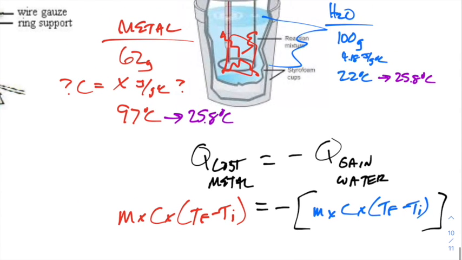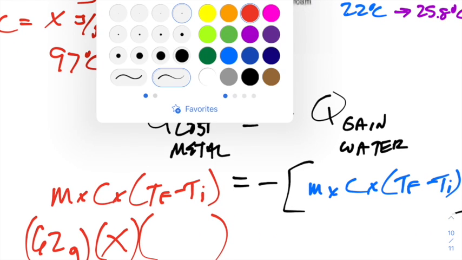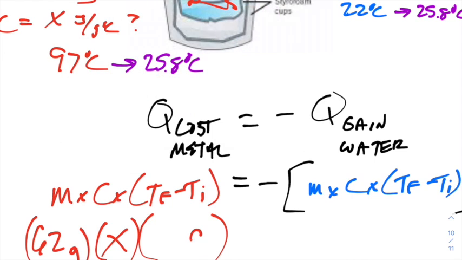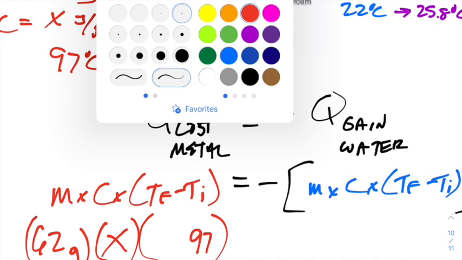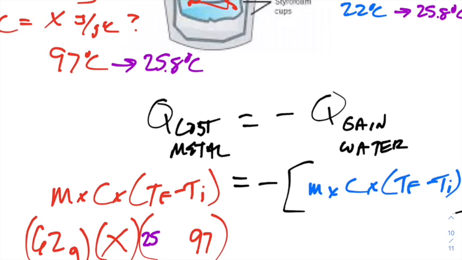So let's go ahead and plug in our numbers here. Well, the metal was 62 grams. I don't know what the specific heat capacity is, so that's X. And now be careful. Everybody wants our numbers to be positive, but in this case, the number is negative. How do I know? Because the metal started at 97 degrees Celsius, and it ended at 25.8 degrees Celsius. So I went from 97 down to 25.8.